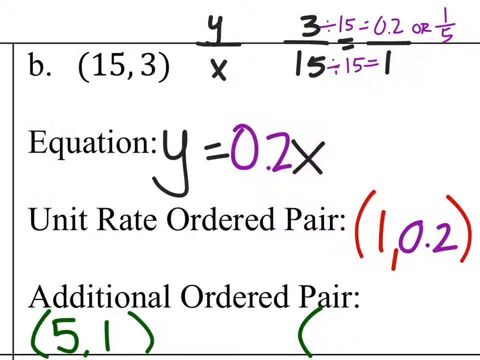What if x was negative 10? What would the y be? Negative 2. Now, how'd you get negative 2? I'm just using the equation on this. I got 0.2 times the x, which was negative 10, and I get negative 2. It's kind of like moving the decimal over.